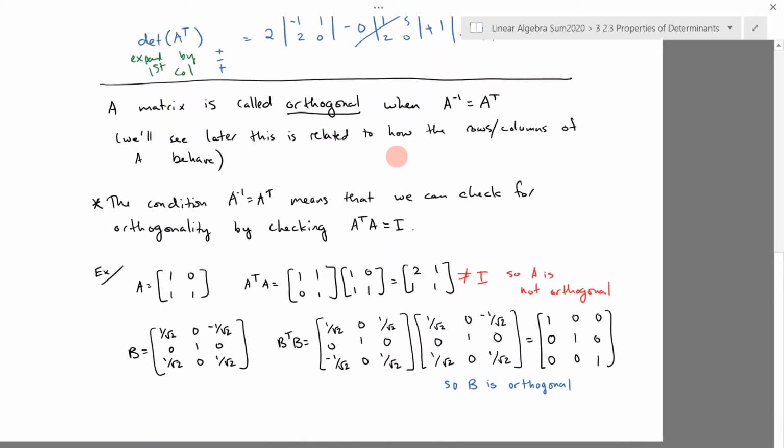And then on the bottom of this page, we introduce a concept called an orthogonal matrix, what it means for a matrix to be orthogonal. The condition for an orthogonal matrix is that A inverse is the same as A transpose. We'll see later on, when we learn about inner products, that this is related to how the individual rows and columns of the matrix behave.